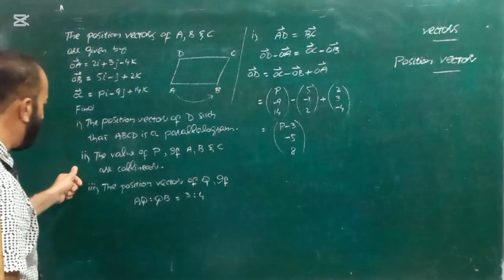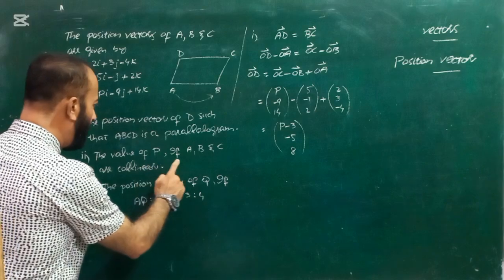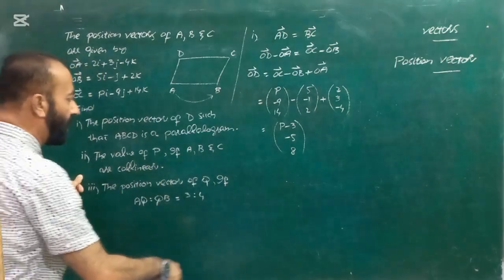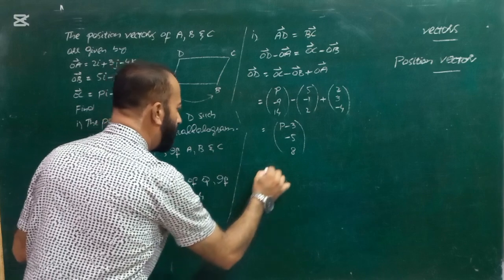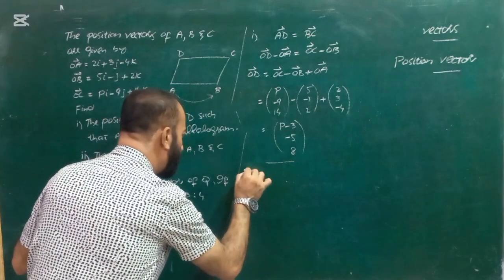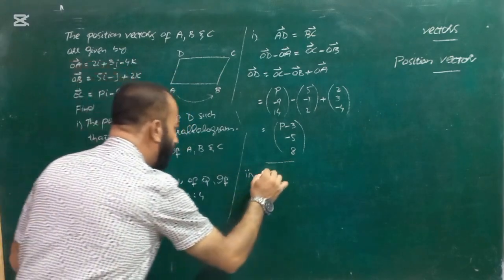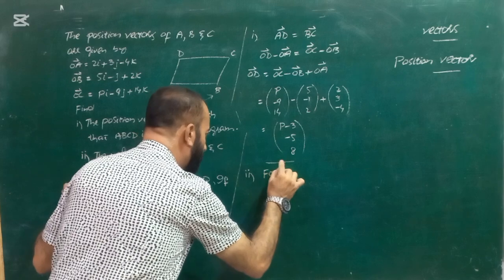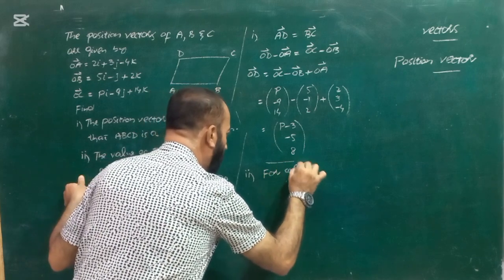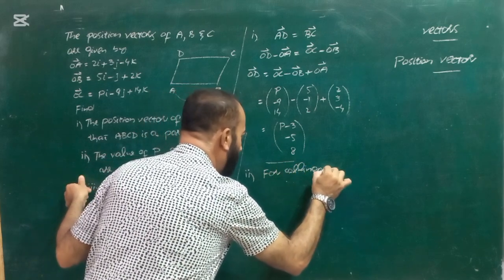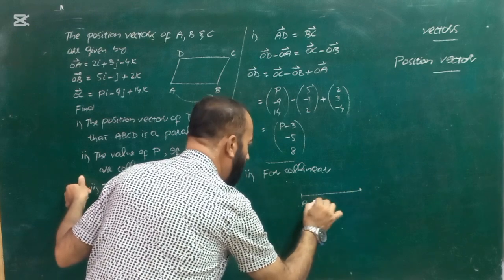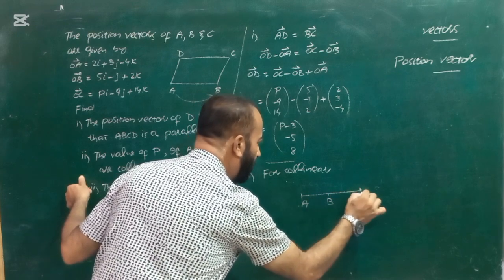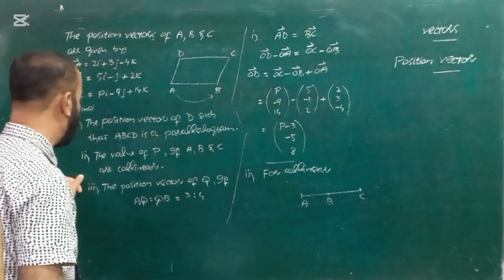The second part is the value of P if A, B and C are collinear. So another very important part. So concentrate yourself. Here is second part. For collinear, all the points should be on the same straight line. So it means A, B, C will lie on this same line.